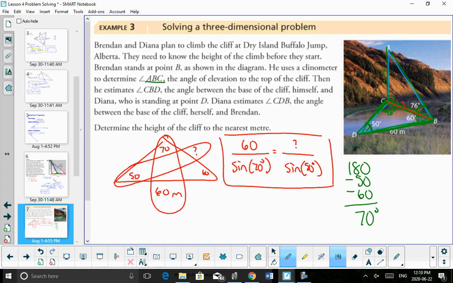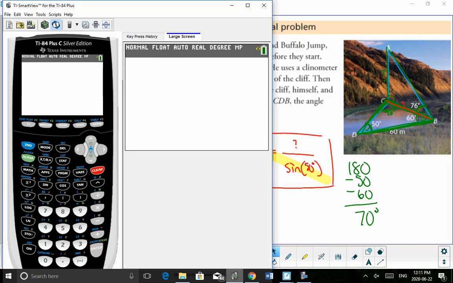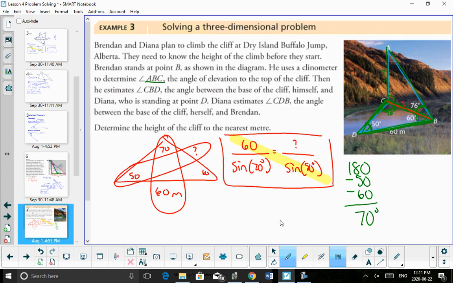So we're going to cross multiply the one that doesn't have the x. That's our cross multiply. We're going to go 60 times sine 50, and then divide that by sine 70. I'm just looking for a side length, so that is it, 48.9. So this measures 48.9, that's this side right here.